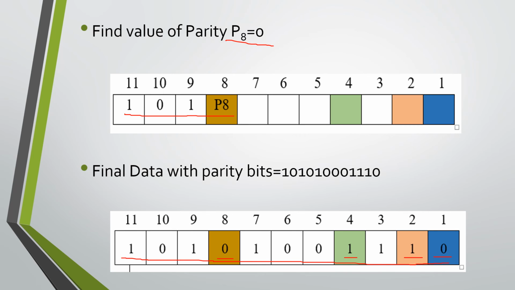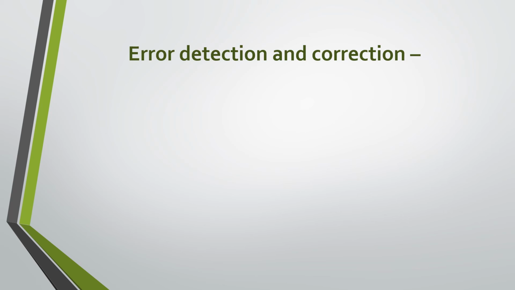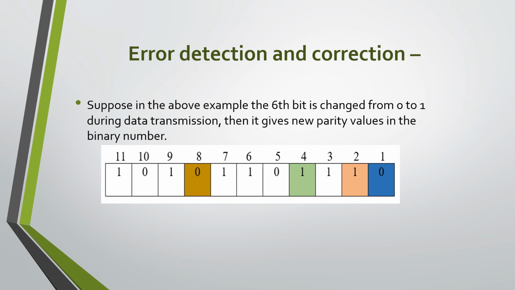which contain original data as well as redundant bits. So this will be the Hamming code for the given data. Next, error detection and correction, which are performed by Hamming code. In this case, suppose we take the example where the 6th bit is changed from 0 to 1, which was sent by the sender. So here this bit is changed during transmission.